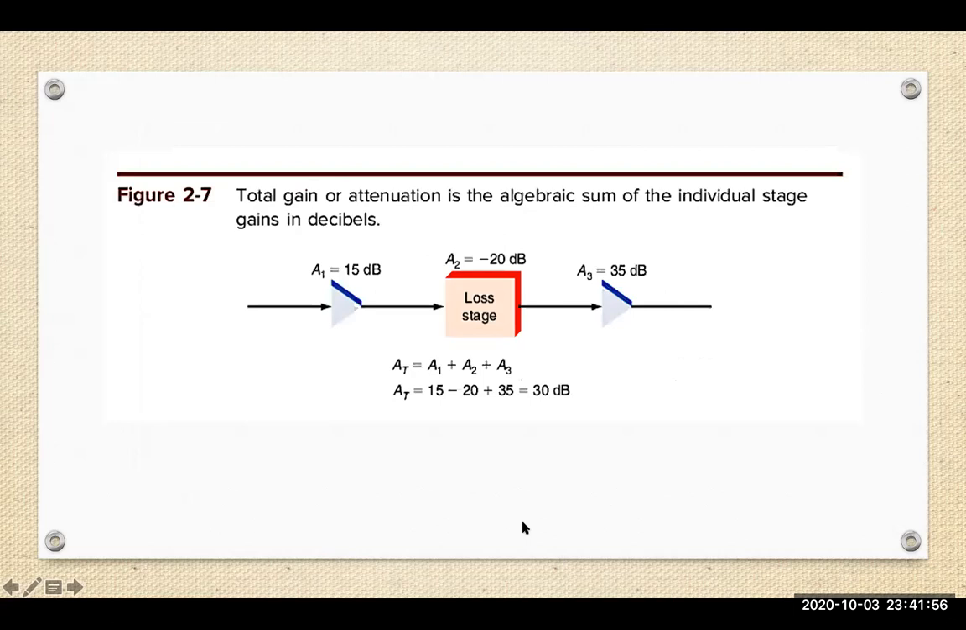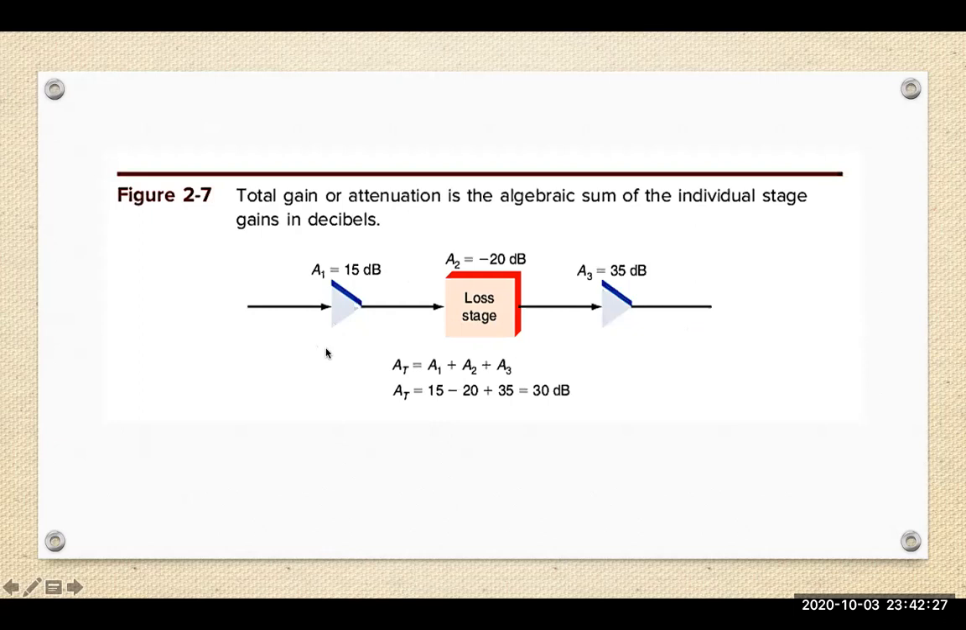Okay, so take a look at this one. Total gain or attenuation is the algebraic sum of the individual stage gains in decibels. So take note, we take the sum of the dB values of the gain, so we do not multiply them. For the unitless gains, you multiply them, but when we're talking about the dB values of the gain, we add or subtract them depending on the sign, if it's a loss or if it's a gain.